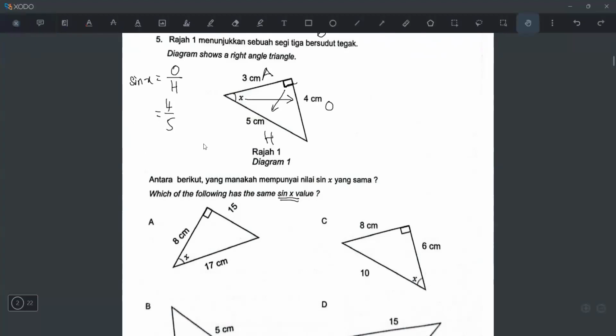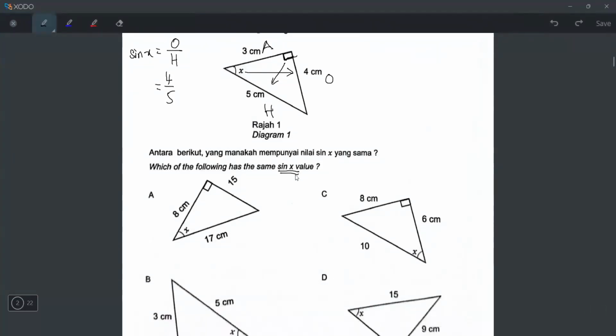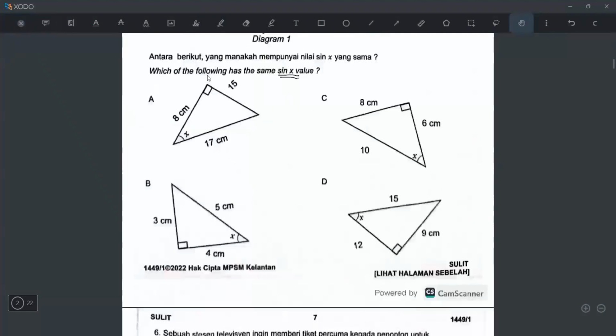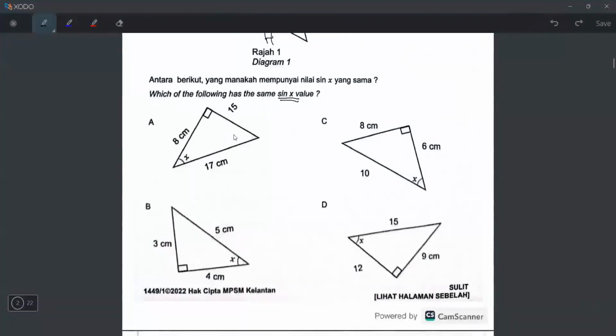But the question never asked for this. The question asked which of the following has the same sine x value. It means I have to go down here and find sine x for A, for B, for C, for D, and see which one is also 4/5. Let's try with A. Sine x equals to, so which one is the opposite for this case? The side in front of the angle is O, in front of 90° is H, the last one remaining is A. So what is the sine x here? O over H, so 15/17. So A is not the answer, definitely, because it's not 4/5.